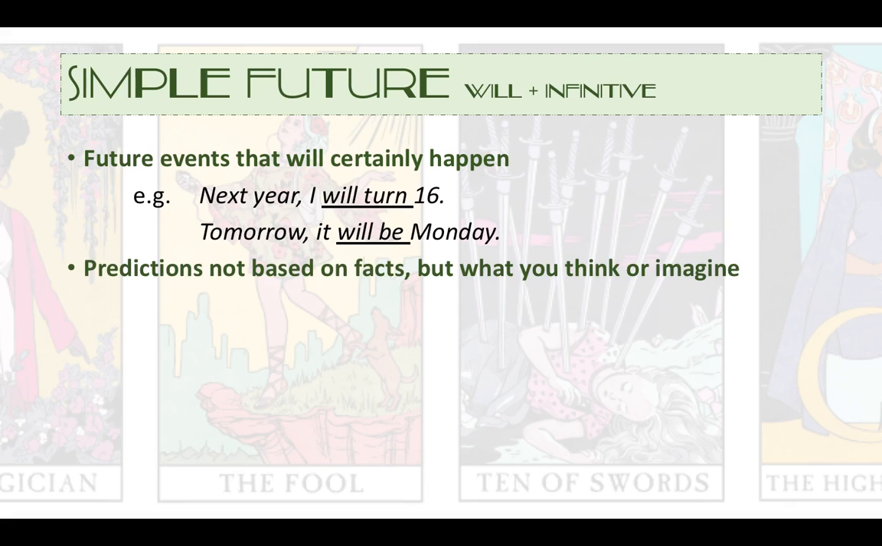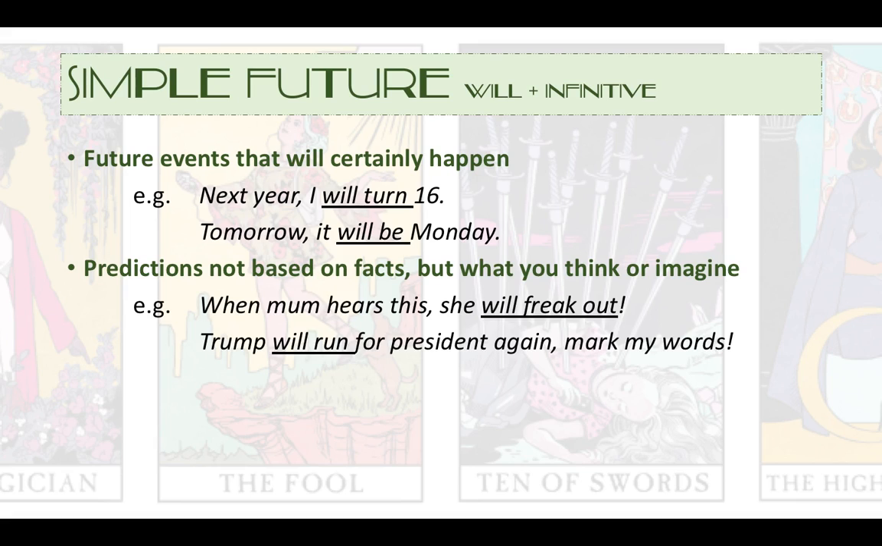The second rule is about what we call predictions, things that you predict will happen in the future. When mom hears this, she will freak out. It's, for example, a prediction about your mother, how your mother is going to react. However, your prediction is actually just based upon what you think will happen, so it is not really based upon real evidence, so it is a little bit less certain. It's more about what you think or imagine will happen. And this difference will be important later on in the video.